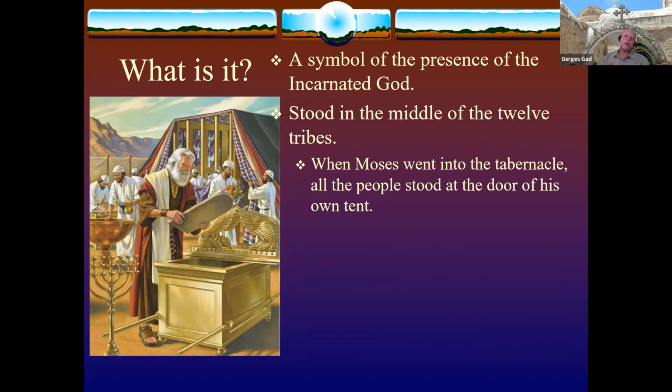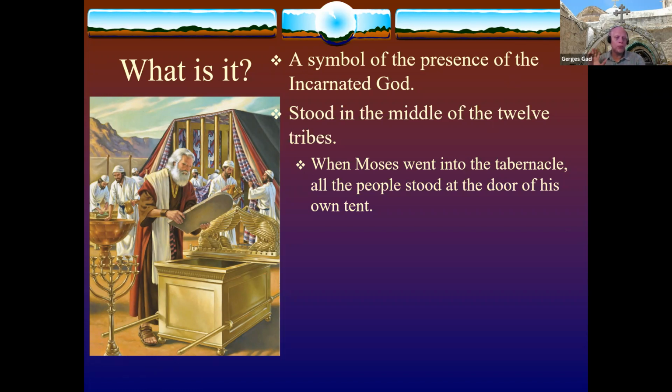When Moses went into the tabernacle, all the people stood at the door of their tents. What does this mean? First of all, Moses was the only one allowed to go inside the inner part of the tabernacle. And God spoke to Moses, you know, from the Ark of the Covenant that is inside the tabernacle. So he communicated with him. So anytime Moses went to the tabernacle, that means God has a message.